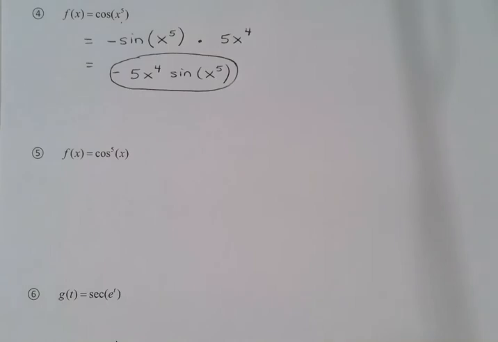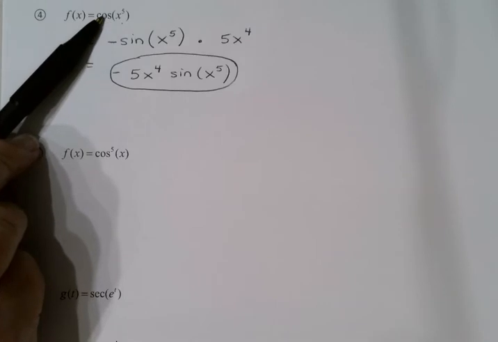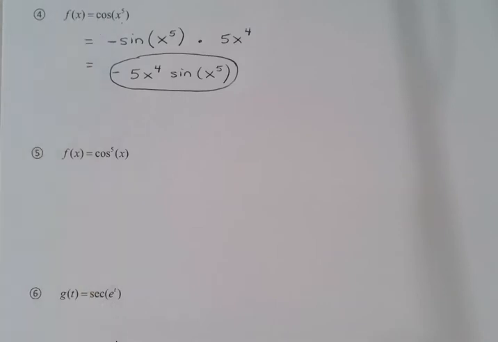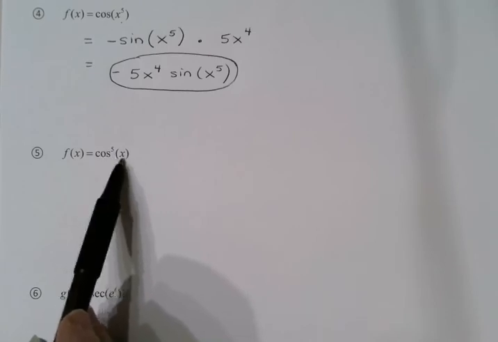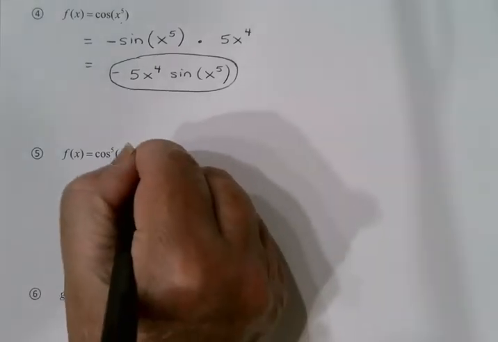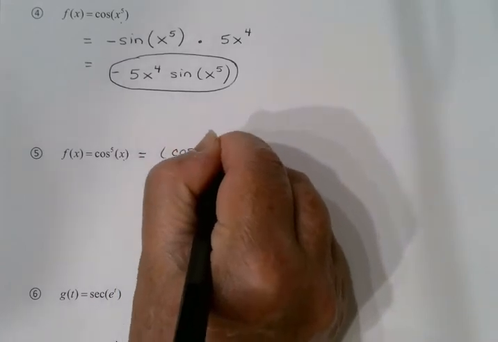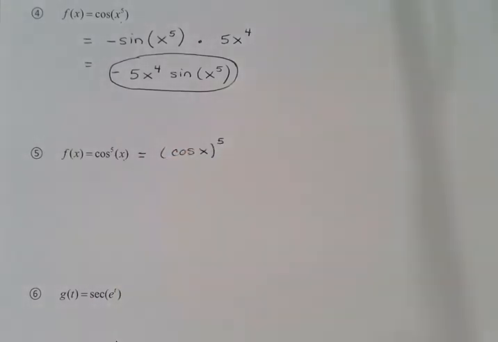All right, take a good look at the difference between number 4 and number 5. Here, the x to the 5th was inside. It's what was done first, right? And the cosine was the outer function. Here, we're actually doing the cosine of x first and then raising the result to the 5th power. I really recommend rewriting this as cosine x raised up to the 5th power because it makes it much easier to see how the chain rule is going to work.